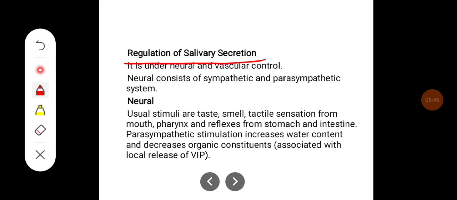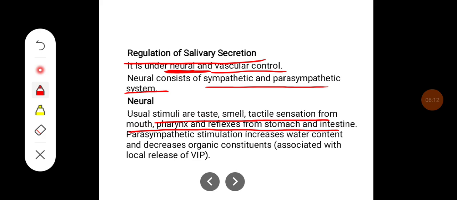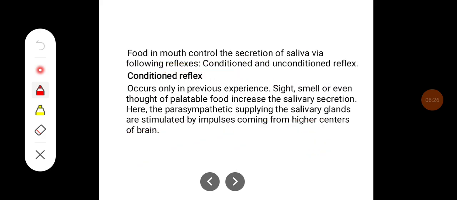Regulation of salivary secretion. It is mainly controlled by the neural mechanism and also there is a vascular control. Neural regulation consists of sympathetic and parasympathetic system, which is a component of autonomic nervous system. Usual stimuli are taste, smell, tactile sensation from mouth, pharynx and reflexes from stomach and intestine. Parasympathetic stimulation increases the water content and decreases the organic constituents, which is associated with the local release of vasoactive intestinal peptide.